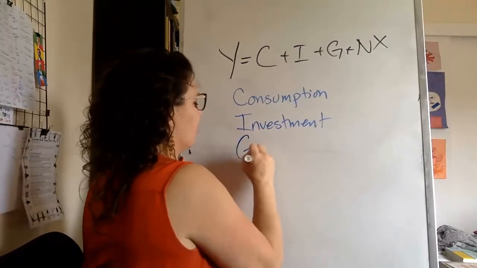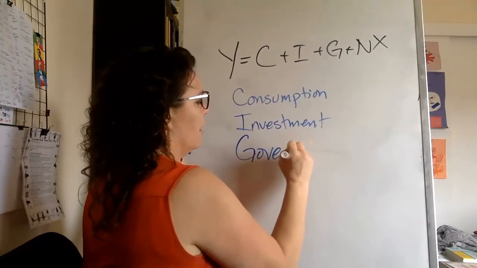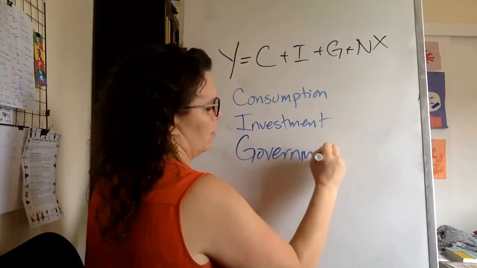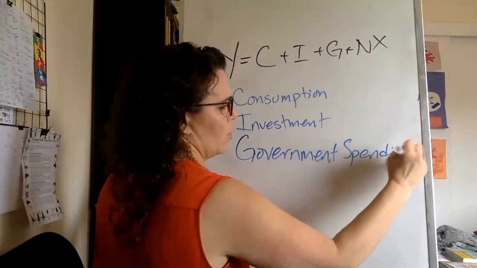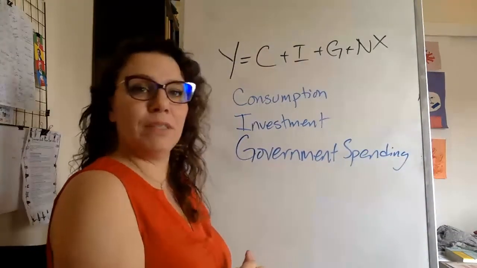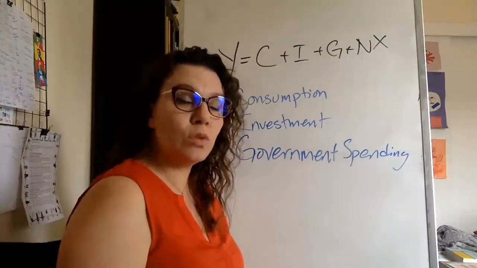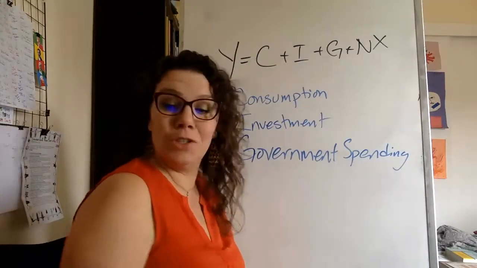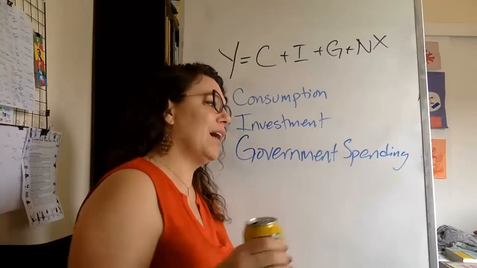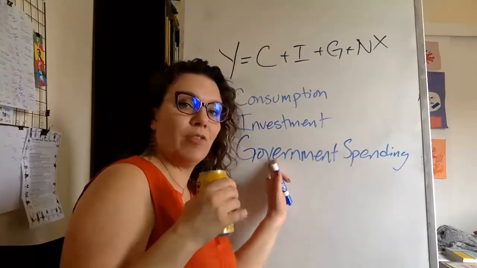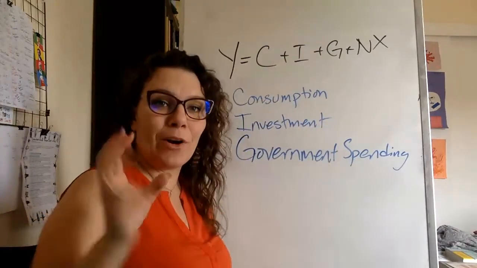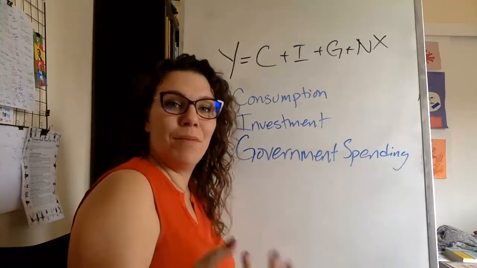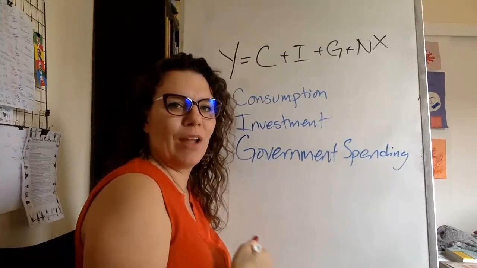G is government spending or government expenditure, and that's anything the government buys. So if the government buys a tank, builds a road, builds a school, builds a new building, buys computers, that's all government spending, as long as it's purchased domestically and produced that year, right?